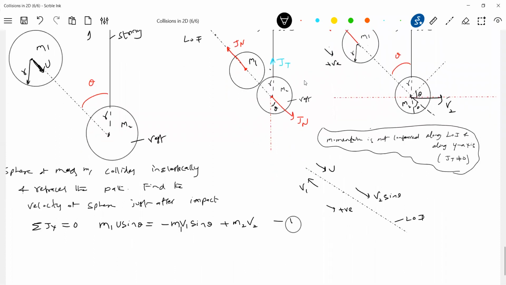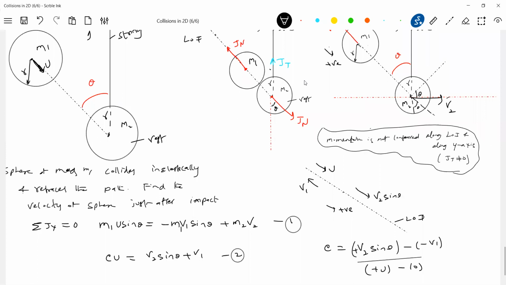Now, what is the coefficient of restitution formula now? e equal to v2 sine theta minus of v1, that is plus, by u minus 0. Solving this, we'll get e u is equal to v2 sine theta plus v1. Solving 1 and 2, we'll get the expressions for v1 and v2.